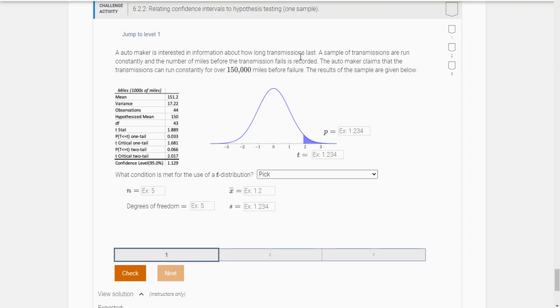Hi class, in this video I want to walk you through challenge exercise 6.2.2, which is about relating confidence intervals to hypothesis testing. There are three parts to this challenge exercise. So here's the first part.